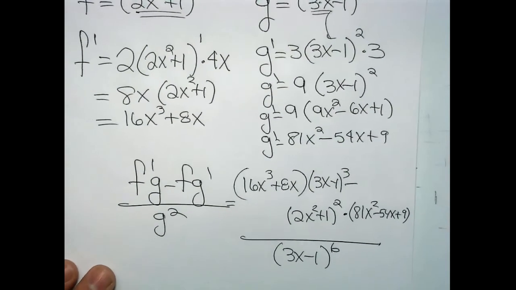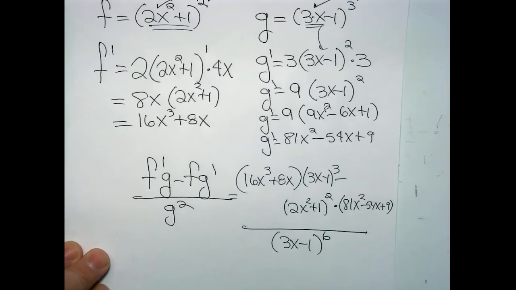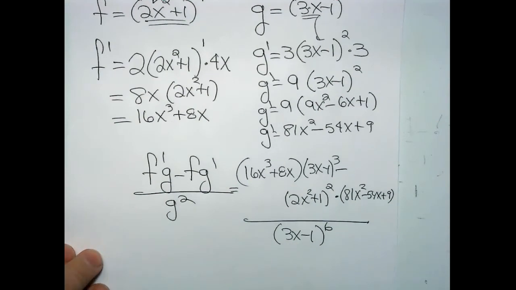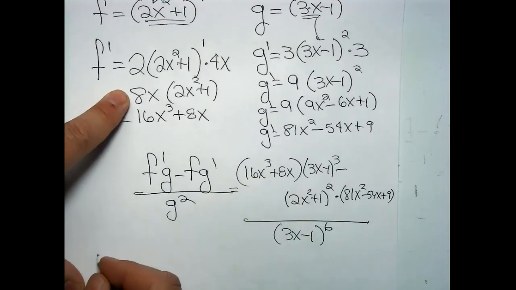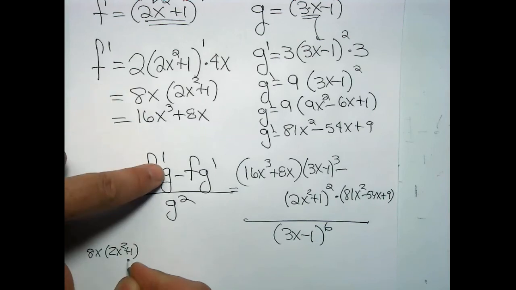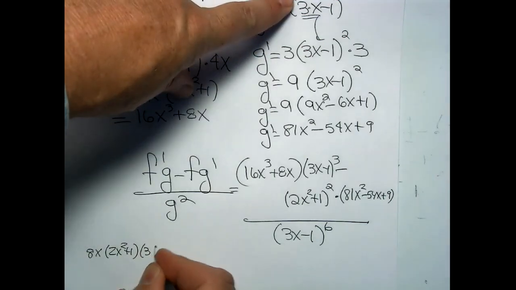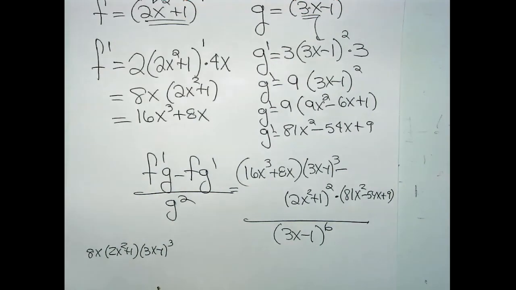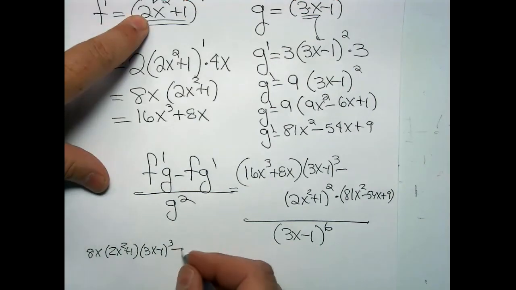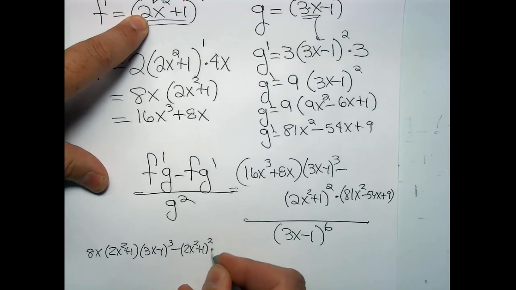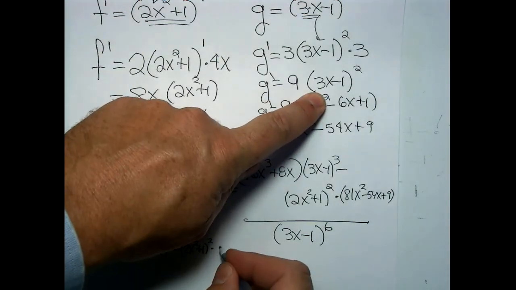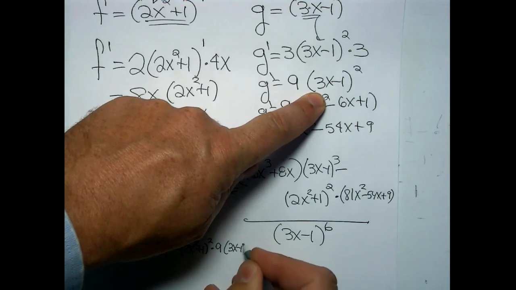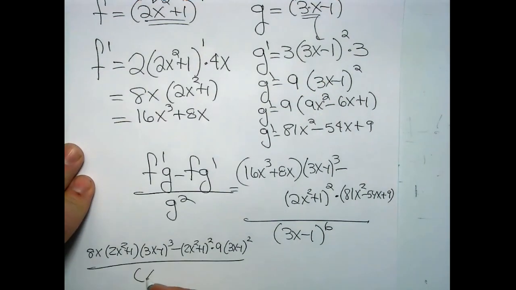Now, you might find that if you had left it in factored form, there might be some opportunities to do some canceling here. Let me revisit this by leaving it in factored form. See, f prime is 8x times 2x squared plus 1. G is right there, 3x minus 1 cubed. A little cleaner, isn't it? Minus f, that's 2x squared plus 1 squared times g prime. Let's use this version of g prime right here, all over g squared.